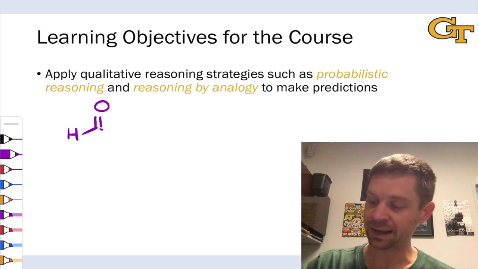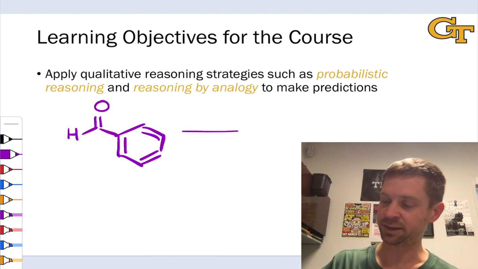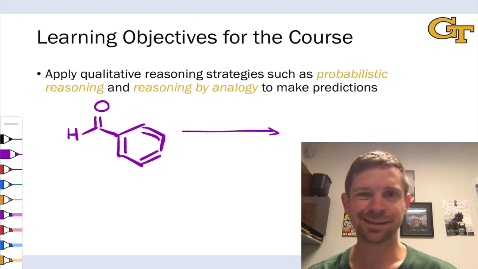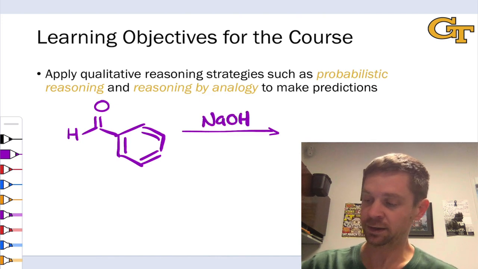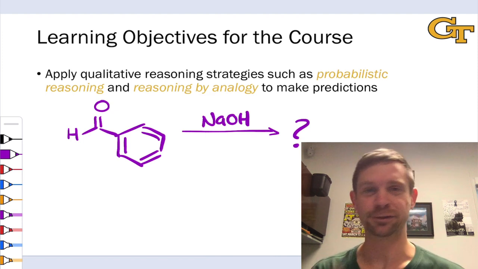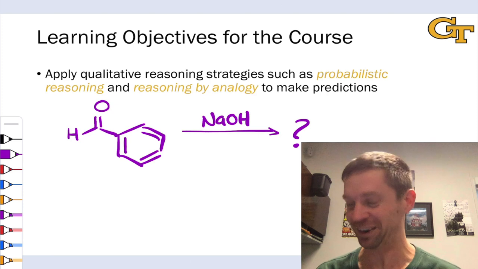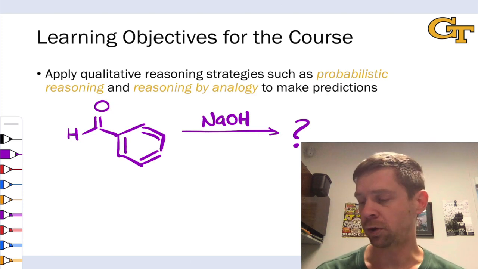For example, looking at a picture of a molecule. Let's think about benzaldehyde again. Looking at a picture of benzaldehyde undergoing some kind of chemical process. Let's just say that sodium hydroxide was listed here. And the question is, what will be the structure of the product that comes out? There's no math involved in this. This is why organic chemists love what we do. There's very little math. But there is a lot of qualitative reasoning involved.